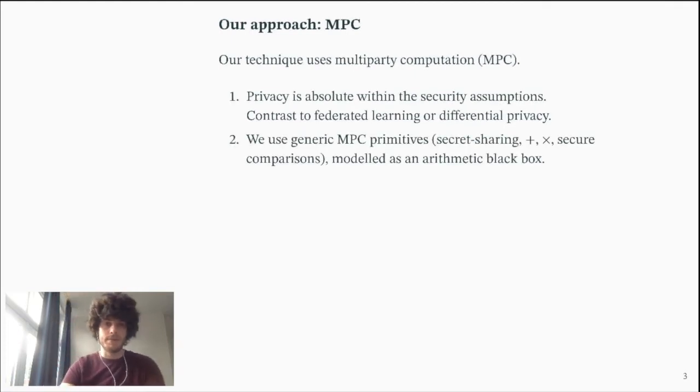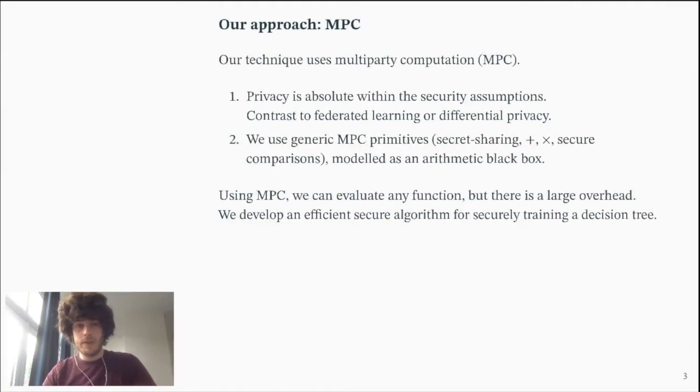We use generic primitives, so we build on top of a generic MPC protocol that just implements secret sharing, which is a sort of encryption of values where each party gets its share of the value, and they have protocols for computing sums and products of these encrypted values. Also very important for decision trees is secure comparisons. So we have two values and we want to learn a bit to learn whether the second value is less than or equal to the first value. Because that's the main primitive that we are going to be using.